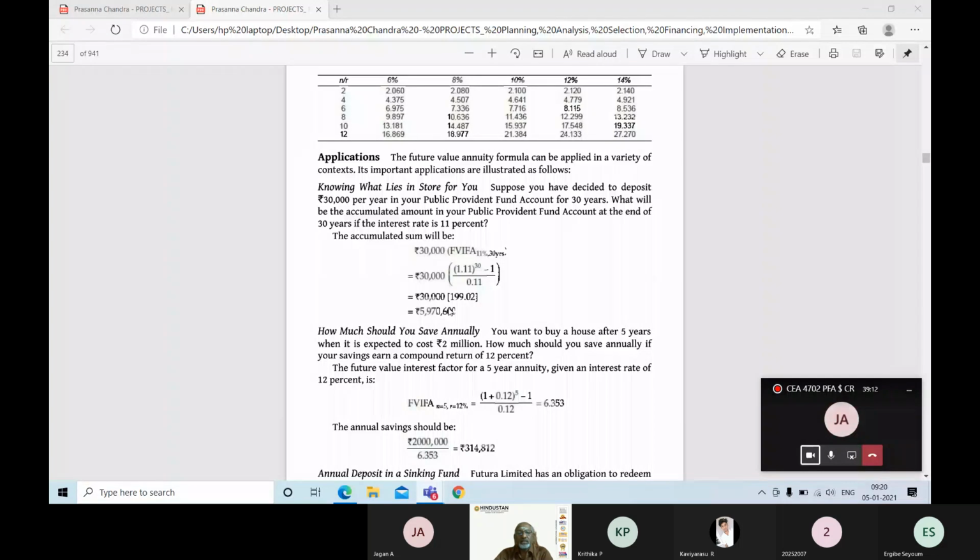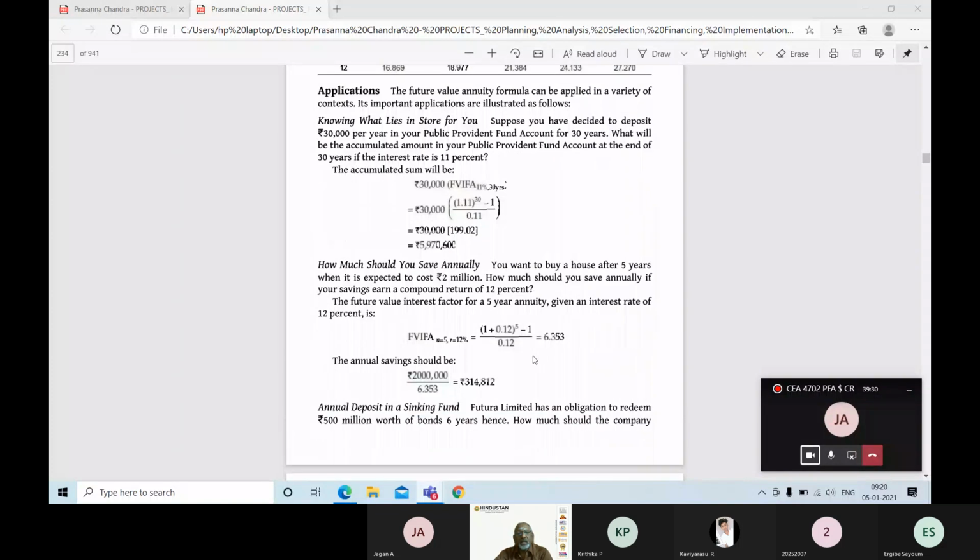Oh, that's all correct. 59 lakhs. How much should you save annually? You want to buy a house after 5 years. What is the expected cost of 2 million? How much should you save annually if your savings earn a compound return of 12%?